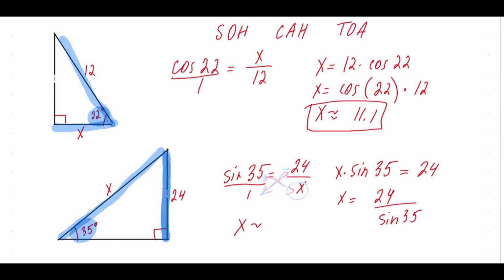Okay, your answer should be around 41 8/10. And again, a quick check. Your hypotenuse should be the longest side. So it's longer than 24. It does make sense.